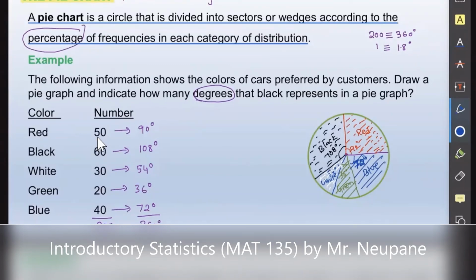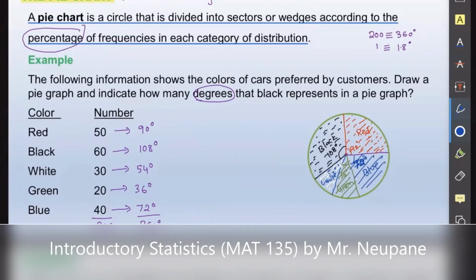So you multiply each number by 1.8: 50 times 1.8, 36 times 1.8, 30 times 1.8 to get 54, 20 times 1.8 to get 36, 40 times 1.8 to get 72. And the way we get that 1.8 is always divide the total angle 360 by the total value you have here. So 360 divided by the total will give you the conversion factor of 1.8. So this number will help you convert all the numbers here into degrees. Does that make sense? Yes. Thank you. Okay, great.